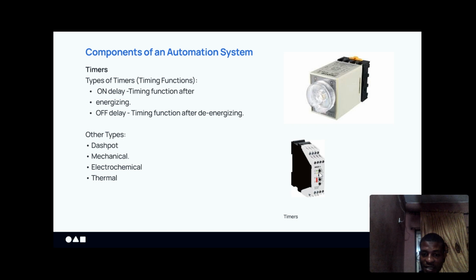So you can set it. For example, this timer is a more modern and advanced timer, but this one is still being used and is still relevant, though it's more of an outdated timer. We have other types of timers, the dashboard, the mechanical timer, and the thermal timer. This one works with temperature.